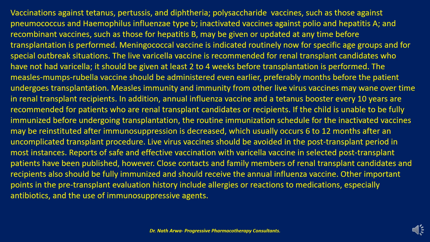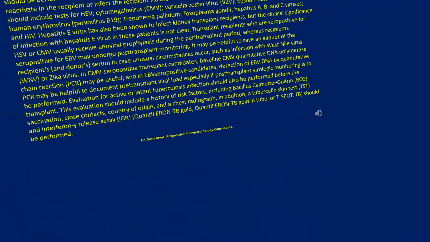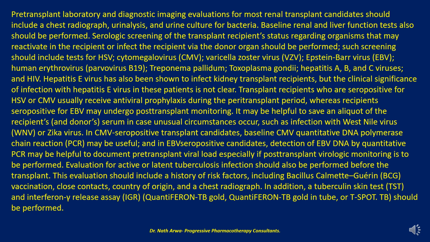Close contacts and family members of renal transplant candidates and recipients also should be immunized and should receive the annual influenza vaccine. Other important points in the pre-transplant evaluation history include allergies or reactions to medications, especially antibiotics, and the use of immunosuppressive agents. Pre-transplant laboratory and diagnostic imaging evaluations for most renal transplant candidates should include a chest radiograph, urinalysis, and urine culture for bacteria. Baseline renal and liver function tests also should be performed.